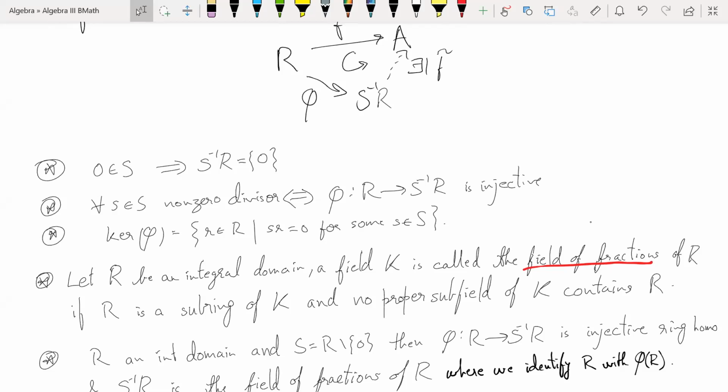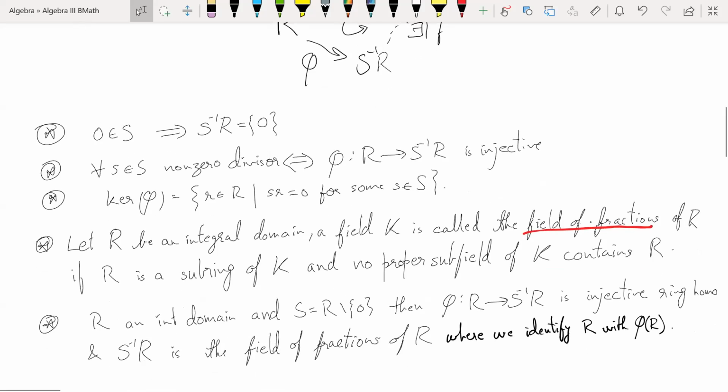So let R be an integral domain. A field K is said to be the field of fractions of R if R is a subring of K and no proper subfield of K contains R. Remember, a subfield is a subring of K which happens to be a field. So what it says is no proper subfield of K contains R. So that's what the field of fractions of R is. Another way to say it is the smallest field containing R, in some sense. There is no smaller subfield of K which contains R.